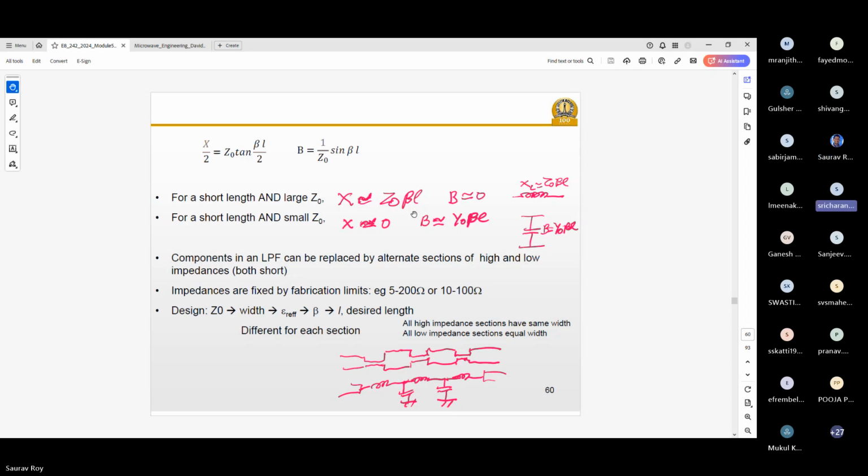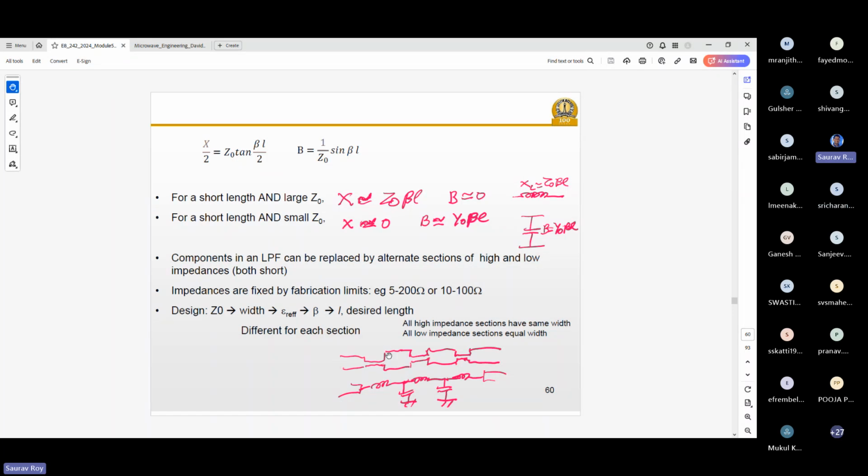So it means that for a capacitance, we have to make a very short length and a wide trace in microstrip to realize the capacitance. Correct? Yes, right. That's why you see in the bottom picture.